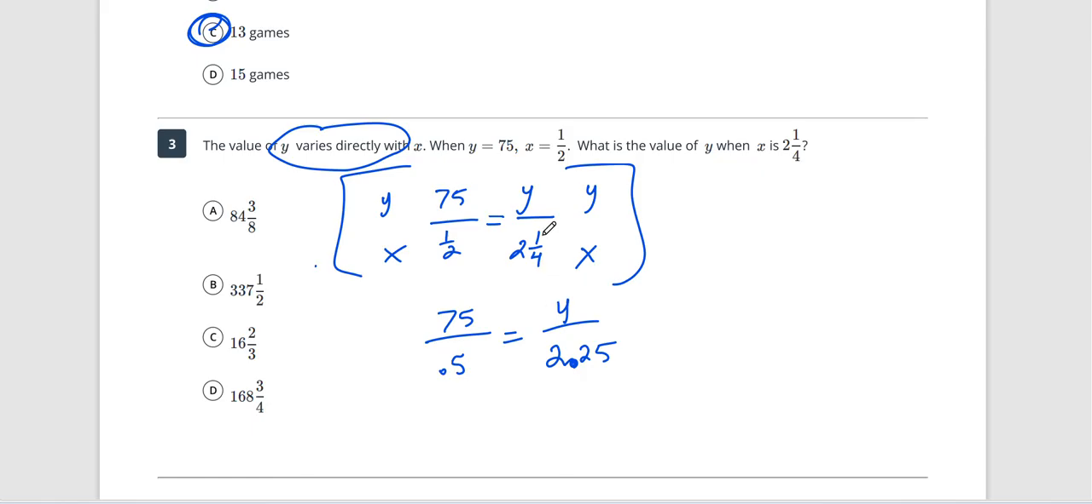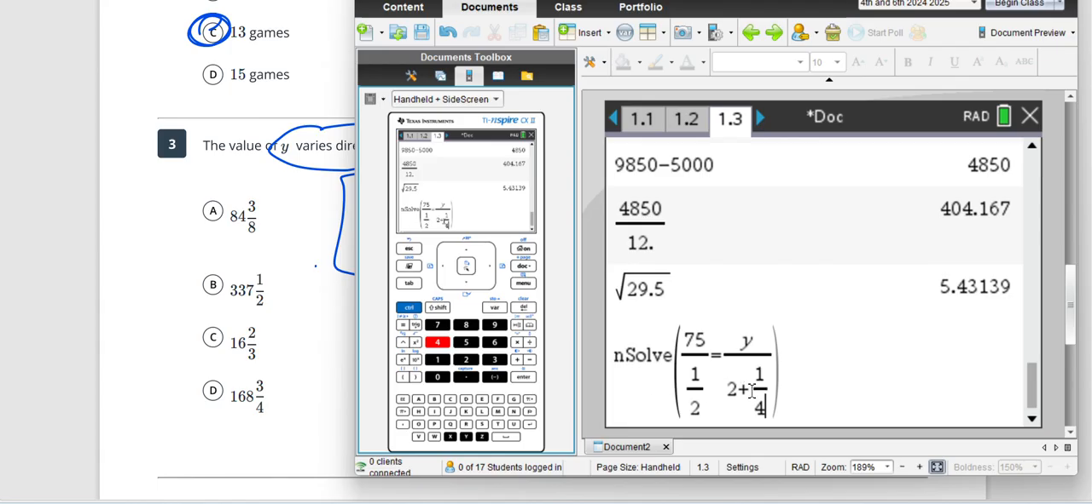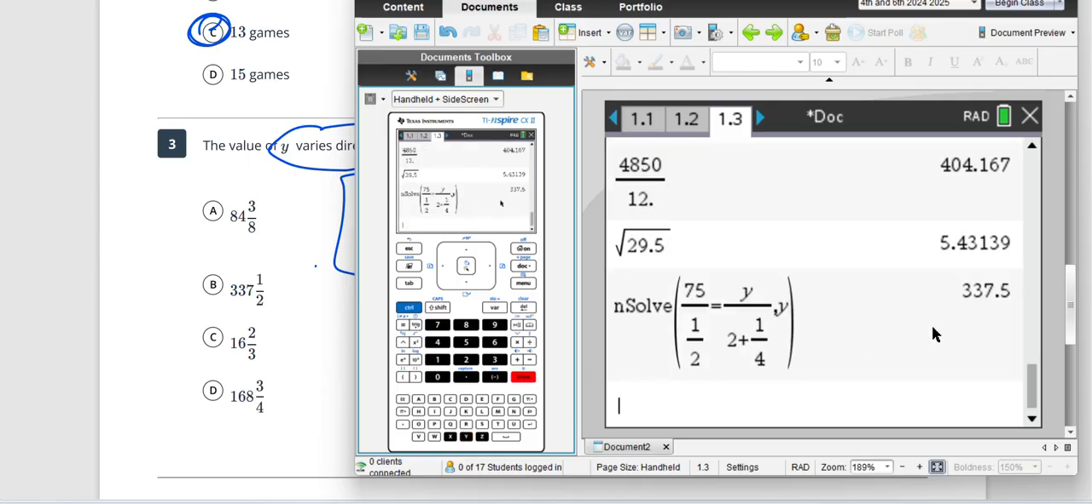Just double check over here. 2 1/2, 1/2, 2 1/4. Perfect. It looks good. Yeah, everything looks good there. So we're going to come back over here and then put comma y. And there it is, 337.5.